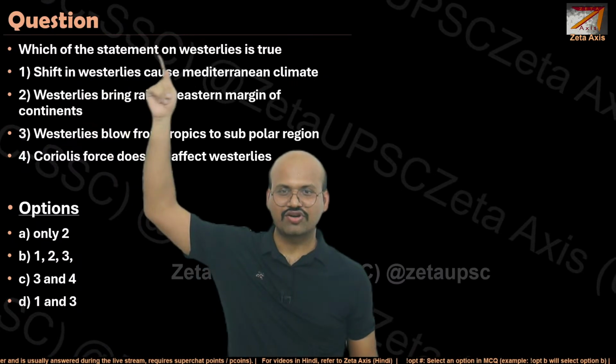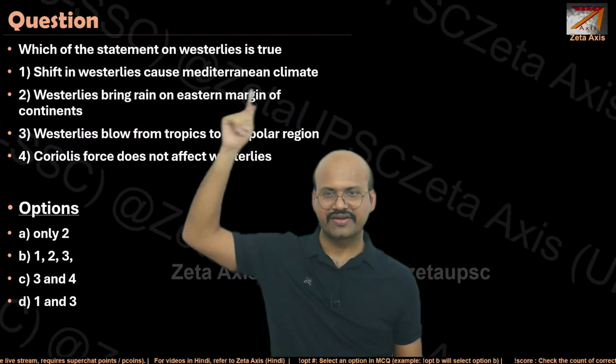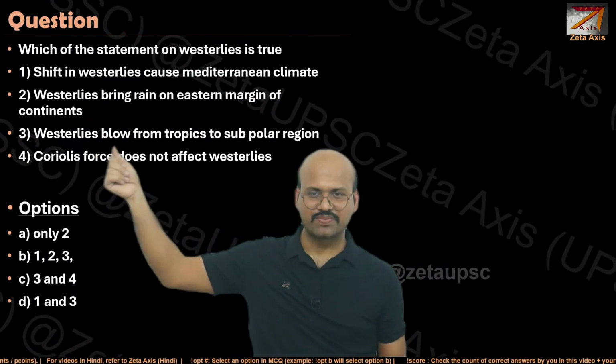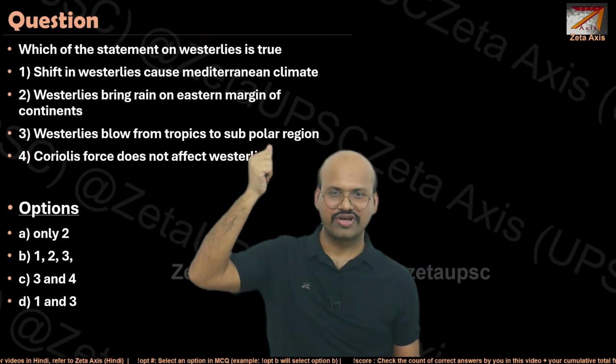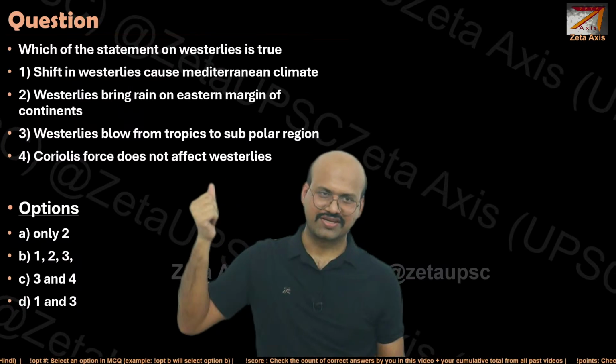Which statement on westerlies is true? Shift in westerlies causes Mediterranean climate. Westerlies bring rain on eastern margin of continents. Westerlies blow from tropics to subpolar region. Coriolis force does not affect westerlies.